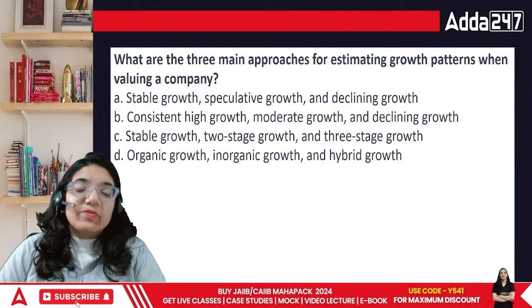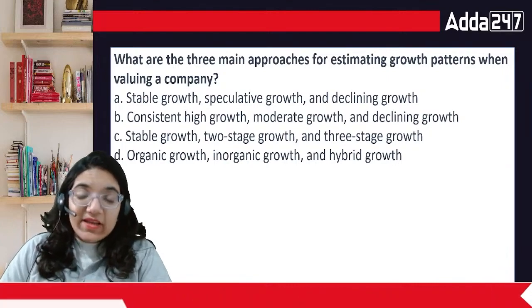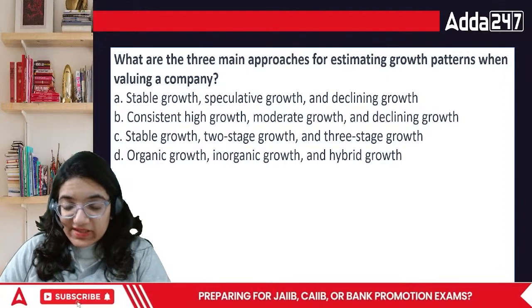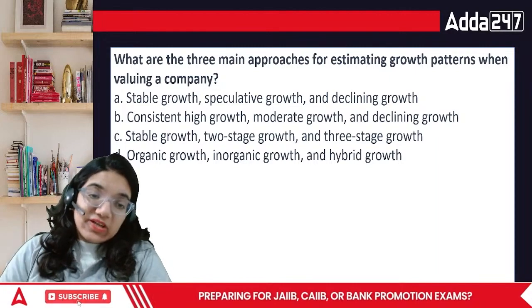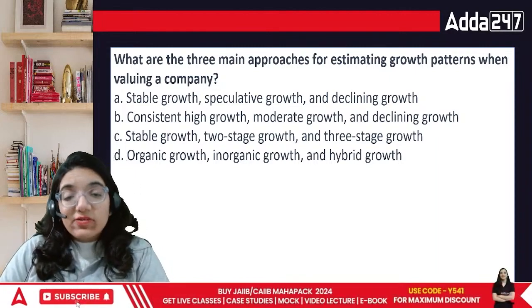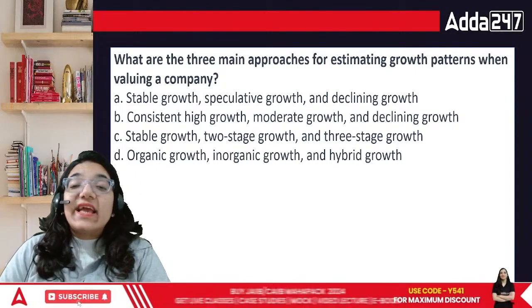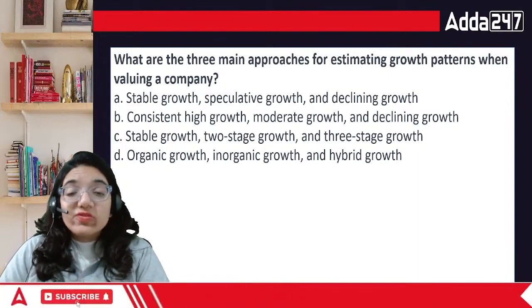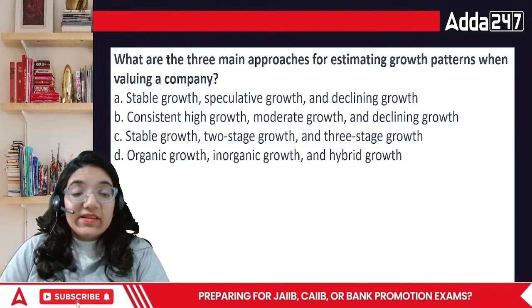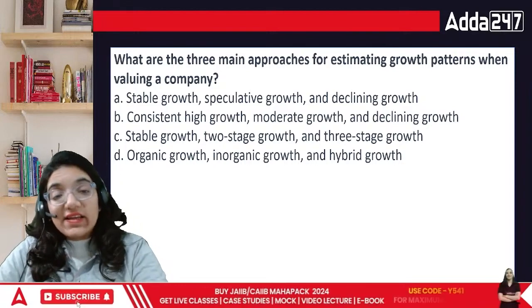Stable growth, speculative. Speculative is basically which goes up and down at any point of time with the change of pricing. Then declining growth, it goes down. Then consistent high growth, low, moderate growth, and declining growth. Then stable growth, two-stage growth, and three-stage growth. Then is organic growth, inorganic, and hybrid growth.